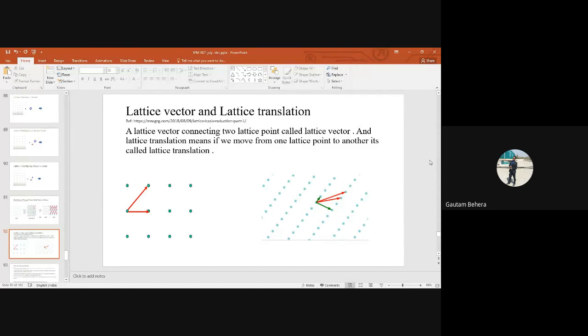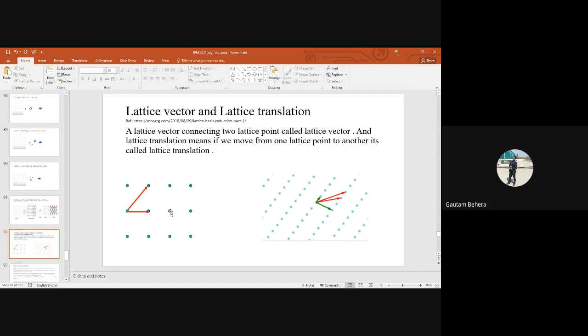Now, what is lattice vector and lattice translation? This is a question now. So vector, you understand. Vector means it has magnitude, right, and direction. So a particular direction will be present, a particular magnitude, a particular distance will be there, right? So a lattice vector connecting two lattice points is called a lattice vector, right? Suppose this is a lattice vector, this is another lattice vector, right? And these are also lattice vectors, because these are lattice points.